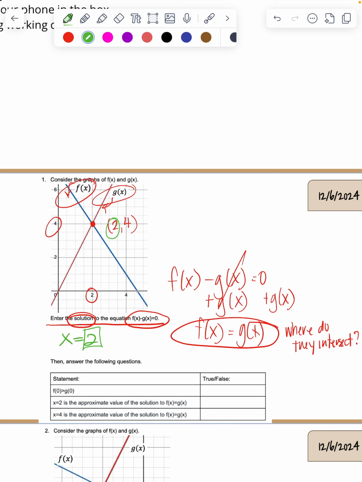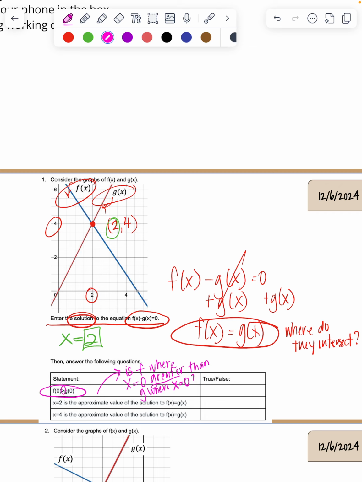Now, let's look at the second part. It says, then answer the following questions. Statement: f of 0 is greater than g of 0. What does this mean? Well, this means that f where x equals 0, remember this sign means greater than, g when x equals 0. That's what they're asking here.